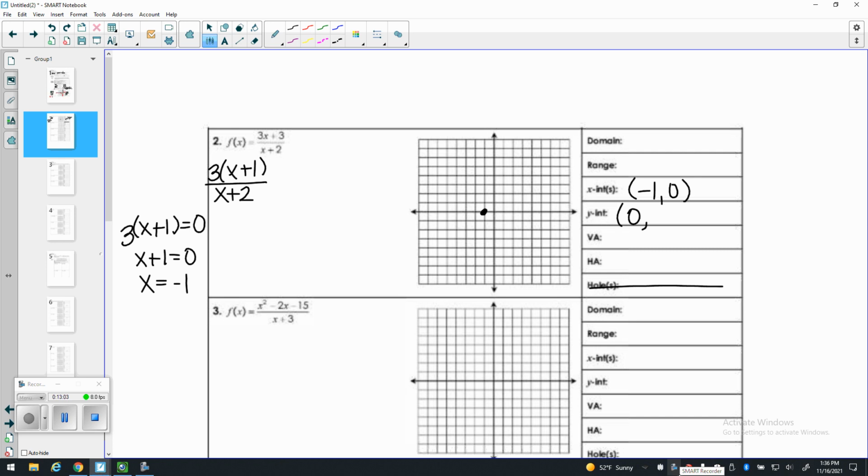3 over 2, which is the same as 1.5. So 0, 1.5. Okay, those two are done.